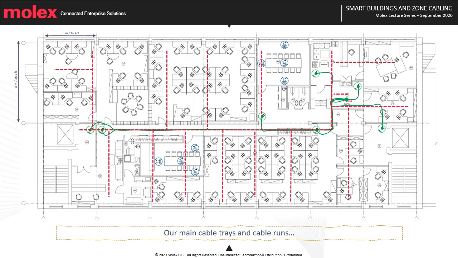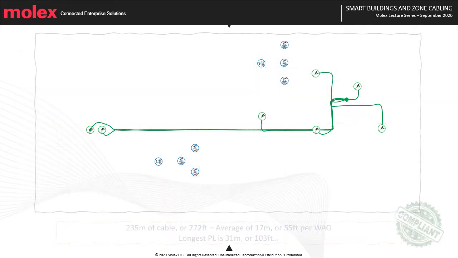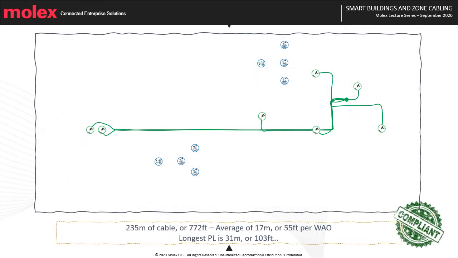Right, you know the philosophy now. We have our main cables following the main cable trays, our main cable runs. In the end, we have a total of 235 meters of cable or 772 feet, which is an average of 17 meters or 55 feet per work area outlet. Our longest permanent link is 31 meters or 103 feet. Our design is standard compliant.